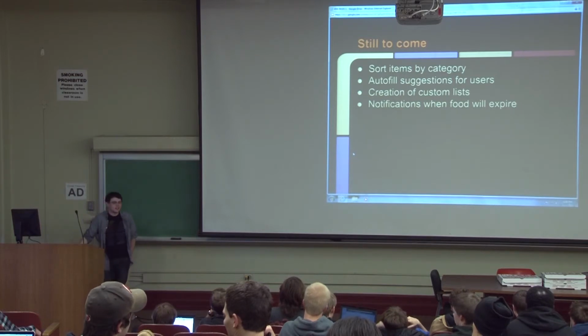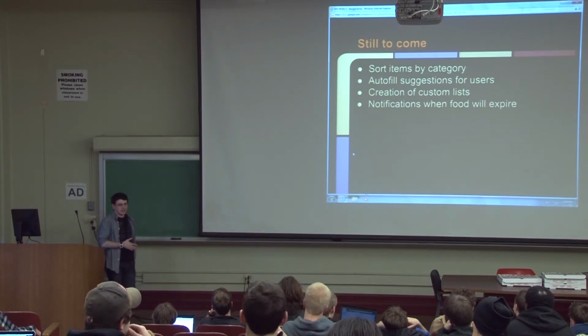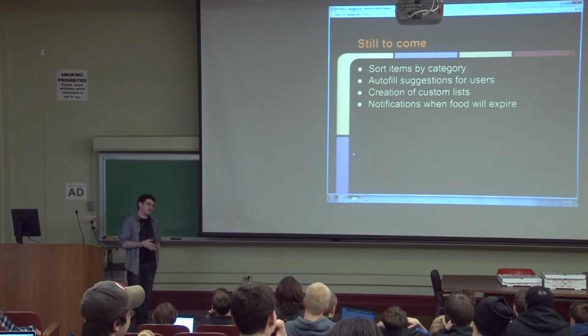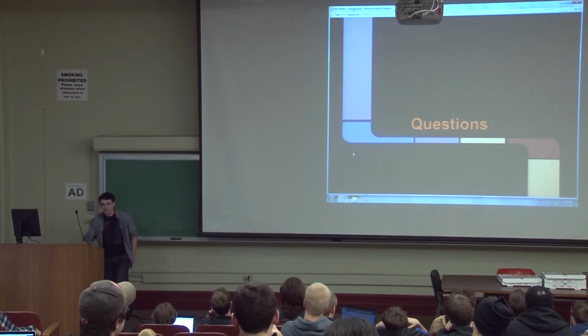And we want to have notifications when the food will expire. So if you added food on a date, and we can classify it, like okay, we know you've added some sort of meat item, say chicken, we know this is good for 14 days, so in 14 days we give you a notification saying, hey, maybe you should think about eating that chicken because it's about to go bad. I think that's all we have. Questions?